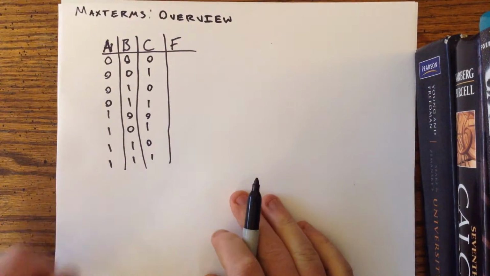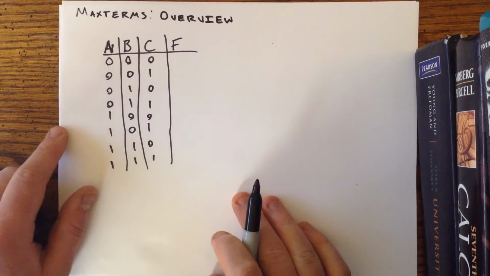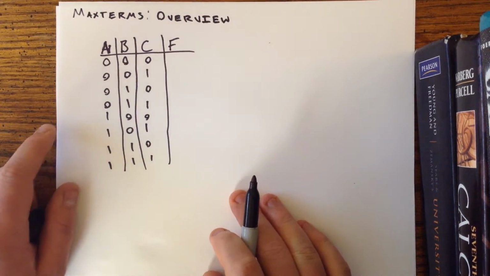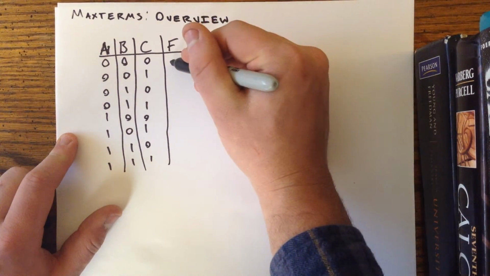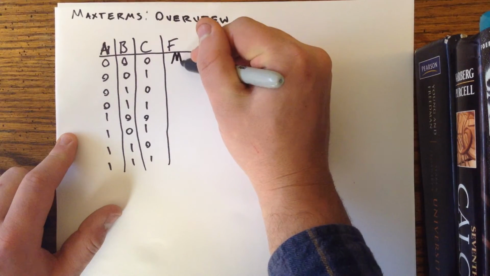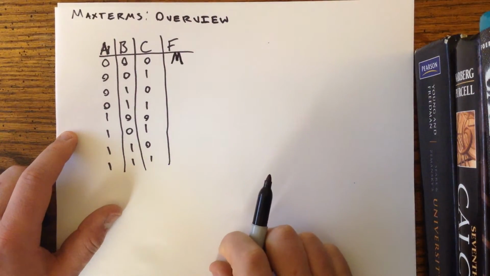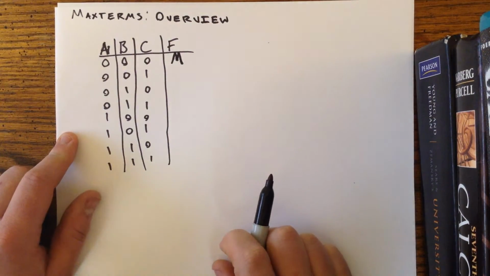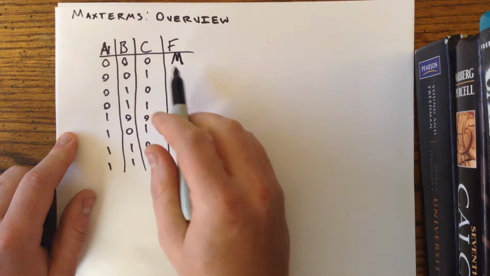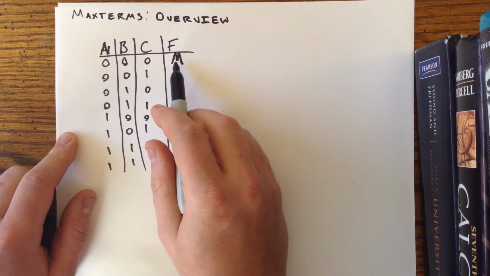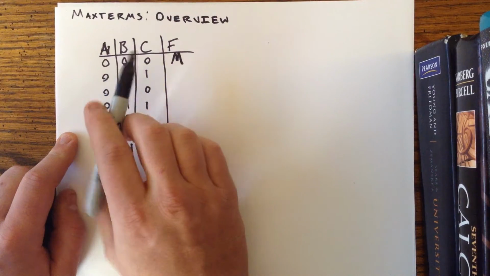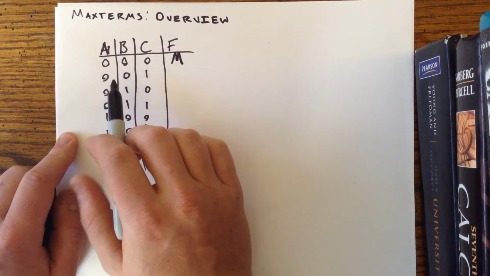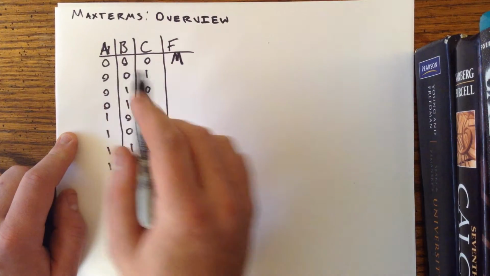Now, since I've set up my truth table properly, these maxterms should be pretty easy to find. All a maxterm is, is a capital M. Notice how minterms are lowercase m's. Maxterms are capital M's. It's going to have a subscript after it for the decimal representation of your binary number input.